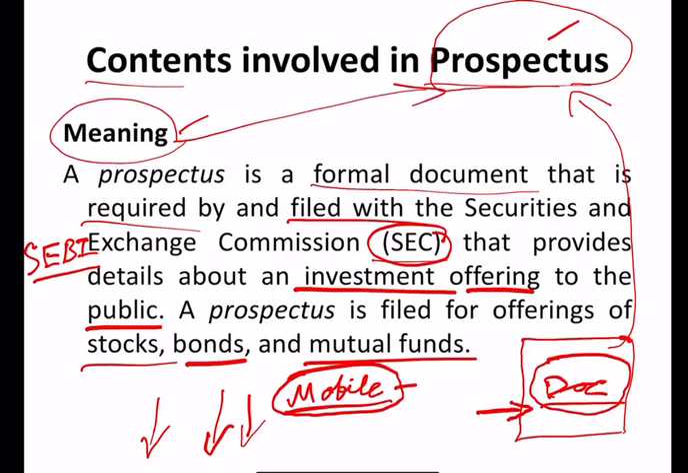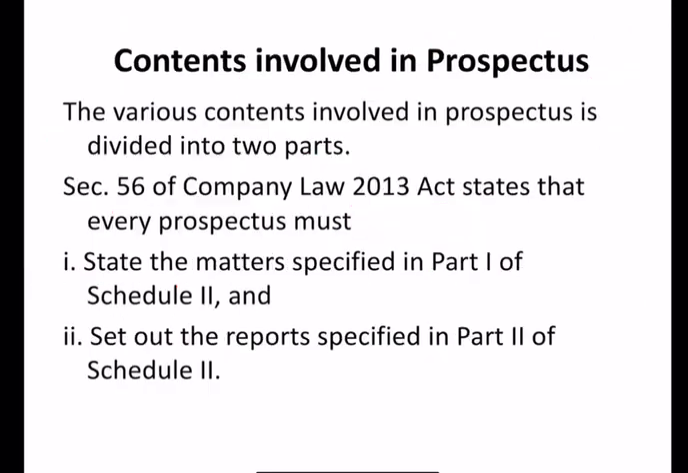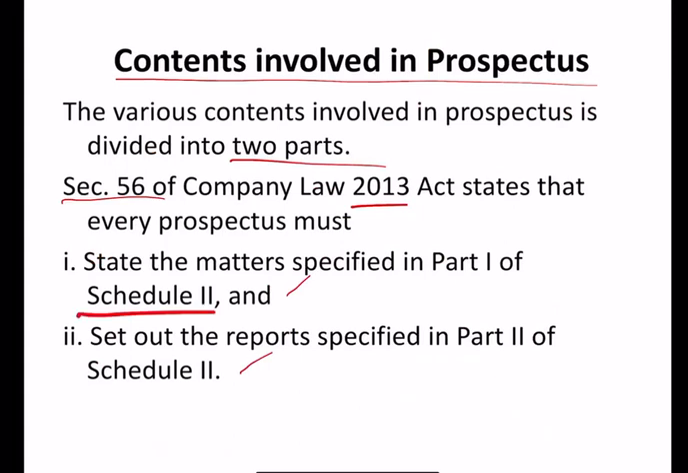Now, I think you understood the meaning of prospectus. Now, let us understand the contents of a prospectus. These are the contents involved in a prospectus. The various contents involved in a prospectus are broadly classified into two parts according to Section 56 of the Companies Act 2013. These are the two parts under which the contents of a prospectus are classified in Schedule 2. What is Schedule 2? It is the schedule under which the two parts of components are classified under Section 56 of the Companies Act 2013. Simple. It's very easy.